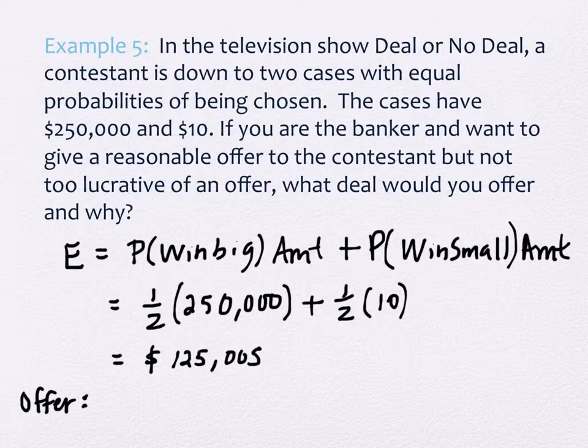So we're going to make an offer that's close to 125. Maybe. This is where you get to sort of make your decision. So the answer, generally speaking, is that it needs to be close to $125,000.